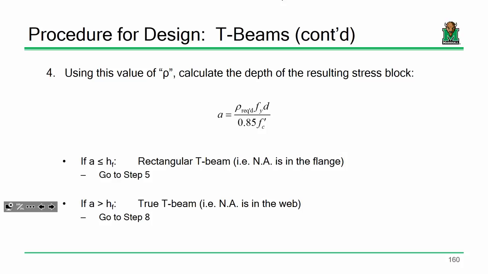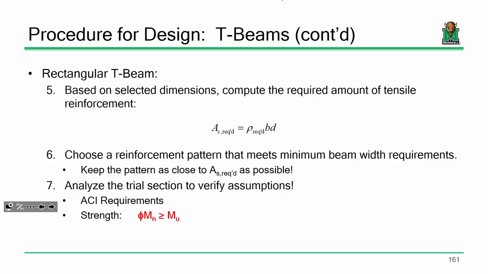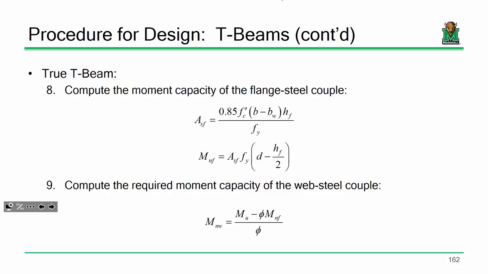So here's where the procedure, I guess, sort of deviates a little bit. If this quantity is less than or equal to the flange thickness, then our assumption was correct and we are dealing with a rectangular T-beam and we go to step 5. Otherwise, we go to step 8. So this is where the procedure looks longer, I know, but we're skipping some stuff, okay? So sound good? If we're a rectangular T-beam, all we do is rho bd, because it's rectangular. We know the dimensions of our stress block and our reinforcement ratio. Select a pattern of steel and analyze. That's it, okay? If it's a true T-beam, it's a little more intricate.